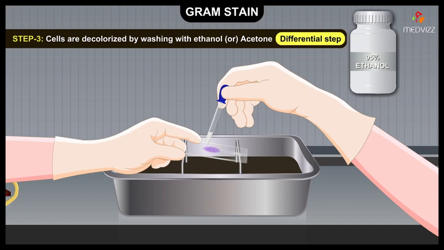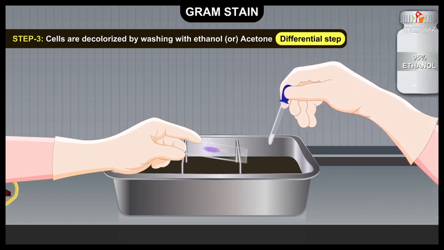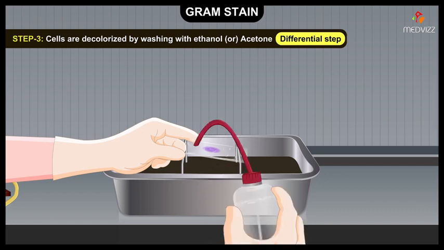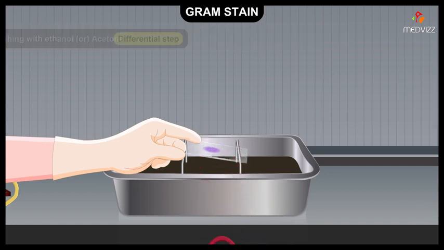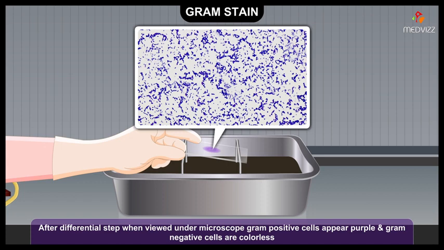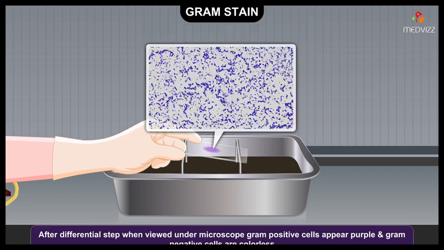Even gram-positive cells can lose the crystal violet iodine complex during prolonged, excessive decoloration. Excess ethanol is then washed off with water. When viewed under the microscope, gram-positive cells appear purple and gram-negative cells are colorless.